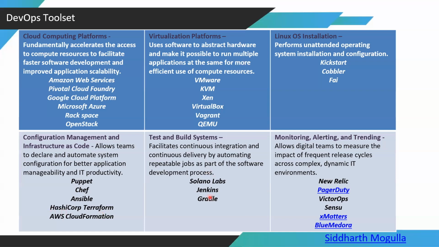For test and integrations, you can use Gradle, Maven, or Jenkins. Jenkins is an integration tool. For monitoring, alerting, and logging, you can use New Relic. All these are third-party tools, but the mainly used tools are New Relic, ELK Stack, Prometheus, Grafana, and Datadog. All these are widely used. The others are not that popular.